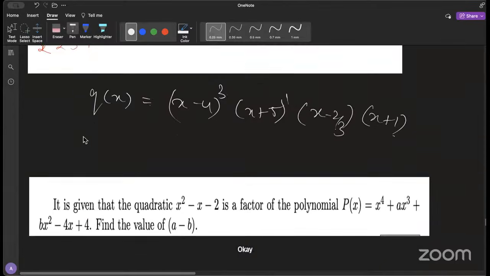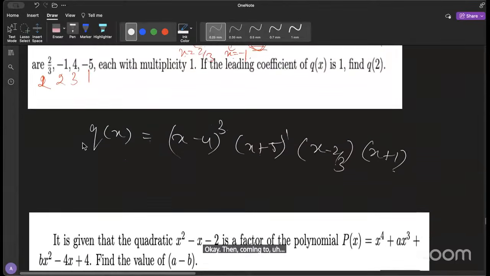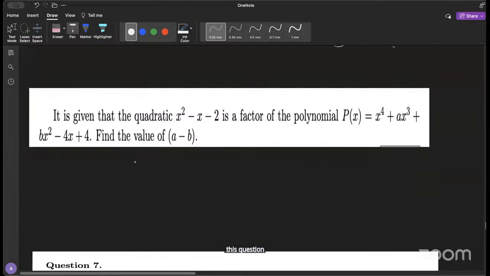Okay. Then coming to this question. This is the next question. It is given that the quadratic function x squared minus x minus 2 is a factor of this polynomial. Find the value of a minus b.